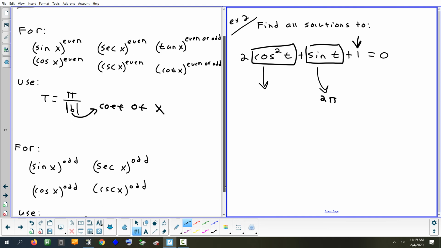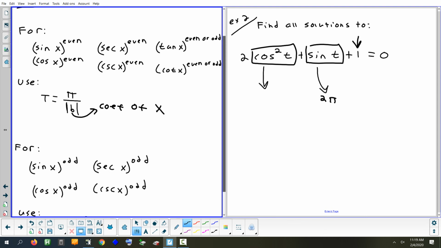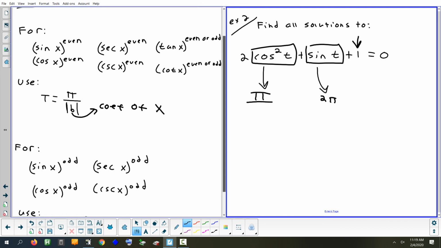Okay, so let's take a look at what we've got. Cosine. In this case, is that cosine to an even or an odd? It's an even. Cosine to an even power, it says to find the period, use the formula pi over b. Remember, b is the number that's in front of your argument. What number is in front of the t in this case? What is it? It's just 1. So the period of cosine squared, we don't even have to graph it to figure it out, is just 1.